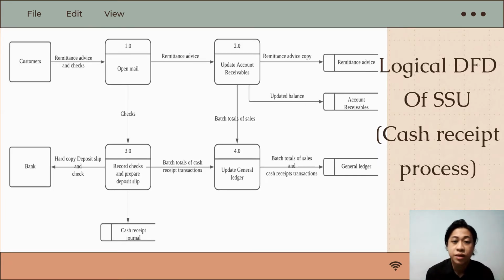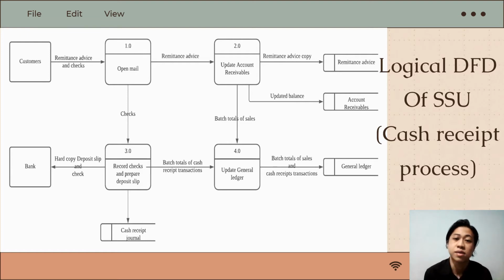Here is the logical DFD of SSU for cash receipt process. We start with the customers sending their remittance advice and checks to the mailroom department. The mailroom clerk will send the remittance advice to account receivable department and send the checks to the cash receipt department. In the account receivable department, it will update the balance in the account receivable and file the remittance advice copy in the department before sending a batch of total of sales to the general ledger.